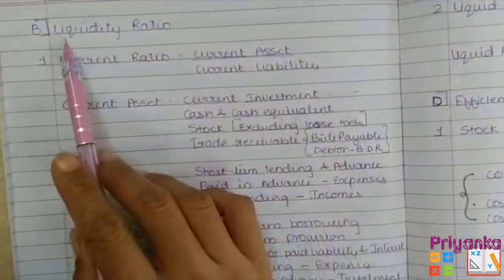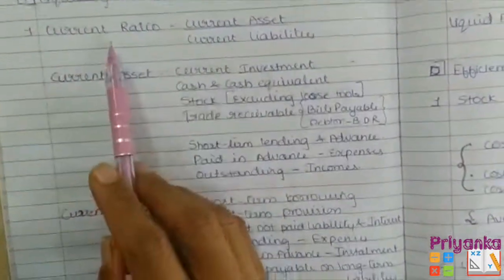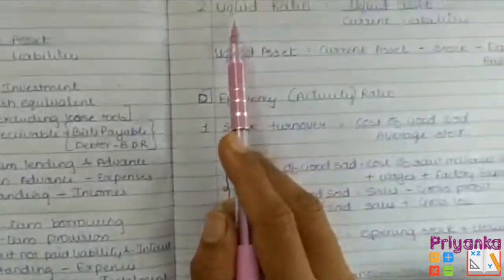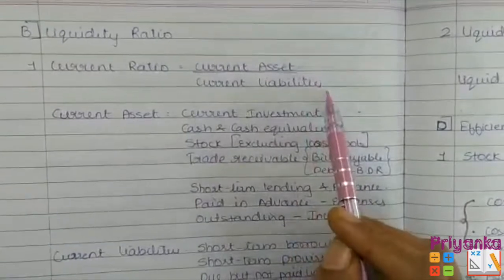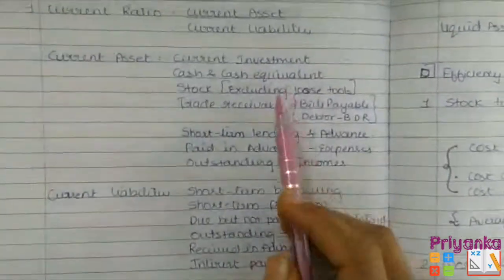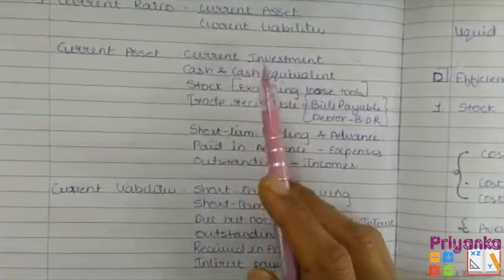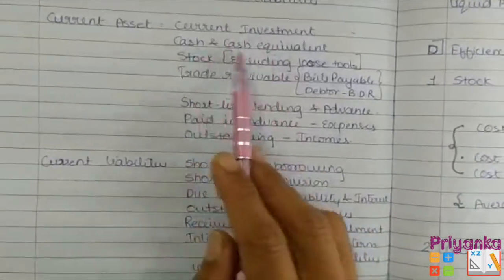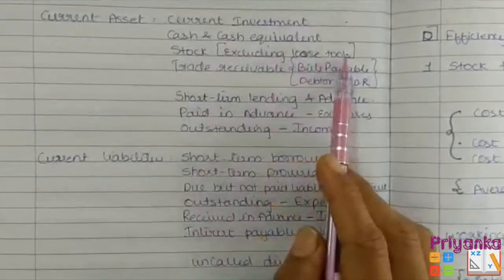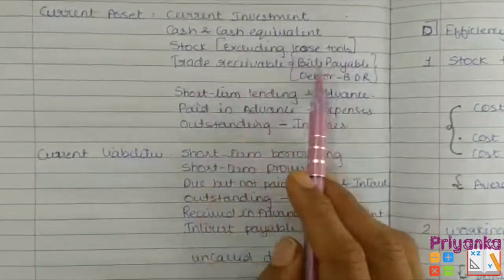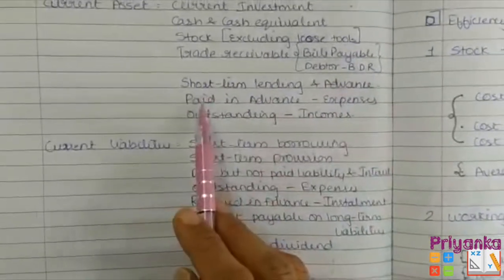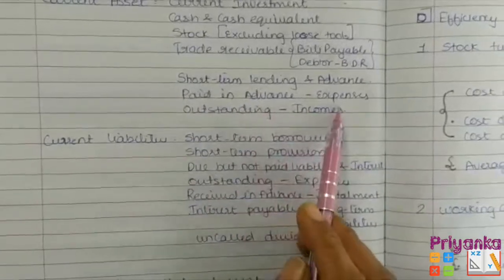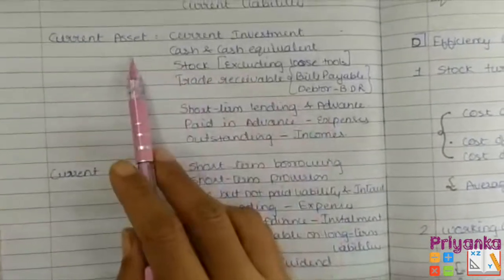Moving to the next, the second part is the liquidity ratio, where we'll learn about the current ratio and the liquid ratio. The current ratio formula is very simple: current assets divided by current liabilities. But the most important thing is what is included in current assets. Here are current investments, cash and cash equivalents, stock excluding loose tools, and trade receivables, where bills receivable and debtors are included, but debtors should be reduced by the bad debt reserve. Then short-term loans and advances, prepaid expenses, and outstanding income are included in current assets.